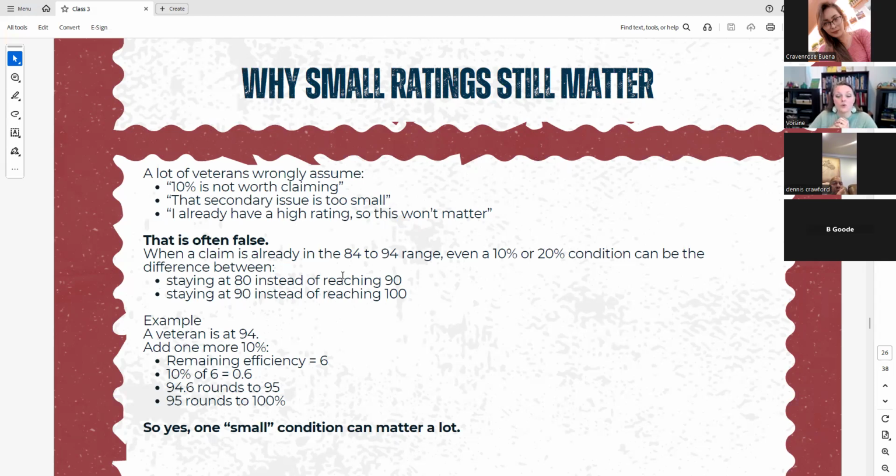So when we have a claim that is already in the 84 to 94 range, even 10% can get you to that next level. So if you have a 94 raw rating, you add another 10% of the remaining efficiency of 6. 10% of 6 is 0.6, 94.6 gets rounded to 95. And then that 95 now becomes 100. I hope this is making sense.